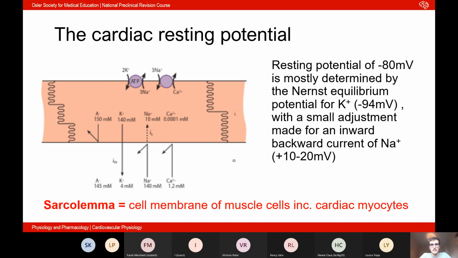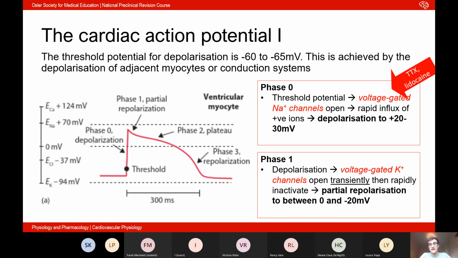And the channels that set up a resting potential of around -80 millivolts. I'm not going to go into the Nernst equilibrium in great detail because I think you will cover this elsewhere in other lectures as part of this series. But just to know that it's mostly determined by potassium. As in all neurons, it's the distribution of potassium ions at rest that determine the resting membrane potential of roughly -80 millivolts. So this is what a ventricular myocyte action potential looks like.